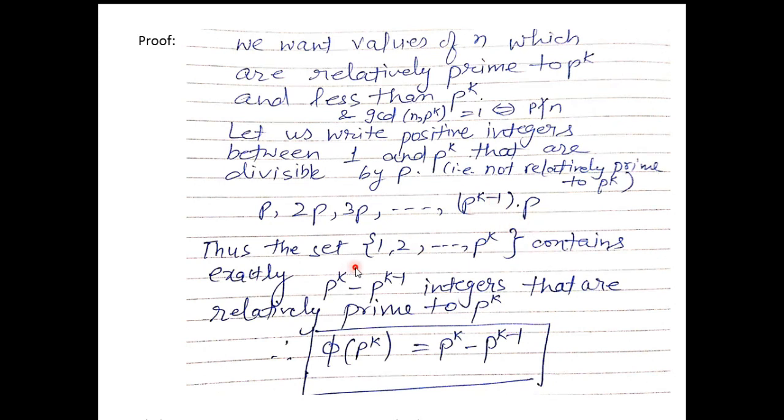Thus the set 1, 2, 3 up to p to the power k contains exactly how many numbers? From the total, we will remove these numbers. So there are p to the power k minus 1 such numbers. So from p to the power k, we remove p to the power k minus 1 integers. The remaining integers are relatively prime to p to the power k, and we get the result.